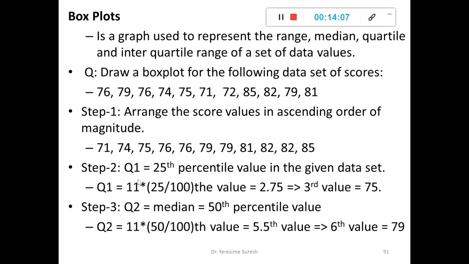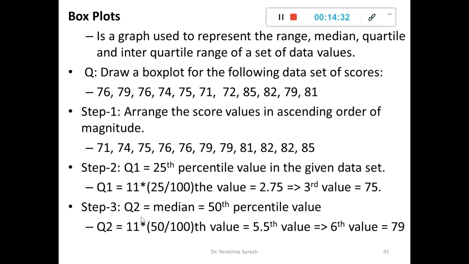So for Q1, n is the number of observations in a given sample. The number of observations here is 11. So 11 into 25, the 25th percentile, is 2.75. If I take the ceiling of the function, it is the third value. Which is the third value? First, second, third observation. The third value is 75. So the value of Q1 is 75.